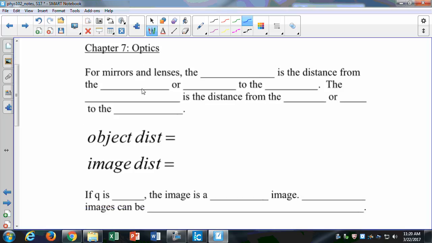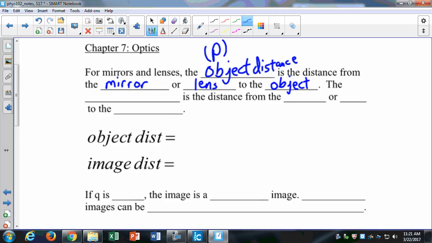All right, so for mirrors or lenses, we need to define the object and the image distance. The object distance, we should call this p, is the distance from the mirror or lens to the object. It's the distance from me to the mirror. That's our object distance.